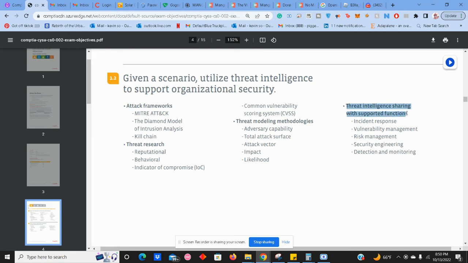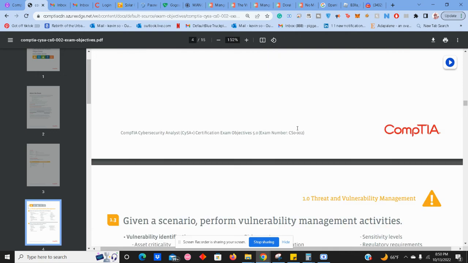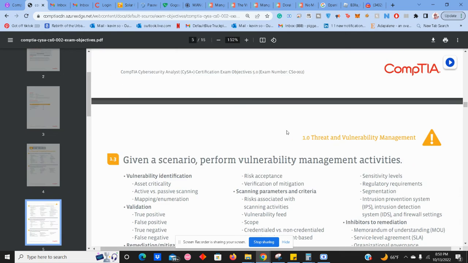Threat intelligence sharing with supported functions. Threat intelligence, we usually share with incident response, vulnerability management, security engineering, and we also send it to detection and monitoring.